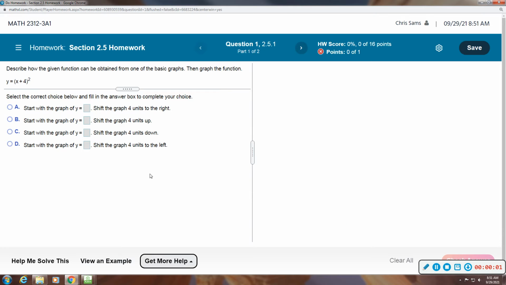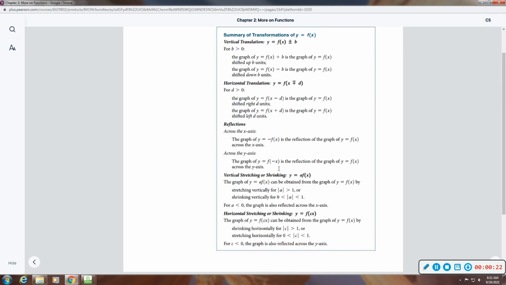Okay, so in my math lab, this is number 1. We want to describe how the function can be obtained from the basic graph. What you notice here is we have x squared, so you want to associate that with the x squared graph. Now this plus 4, I want to go back. You want to compare its position.